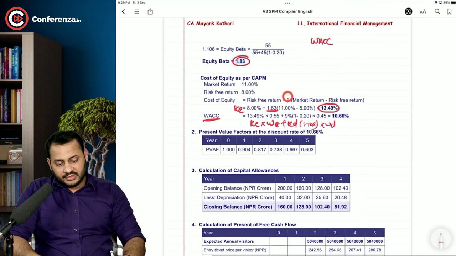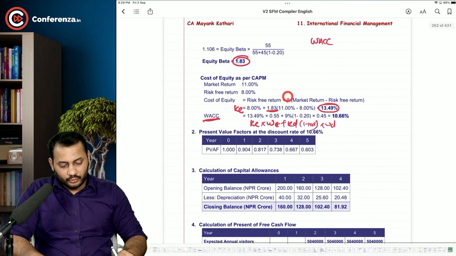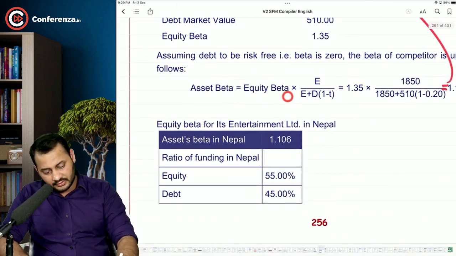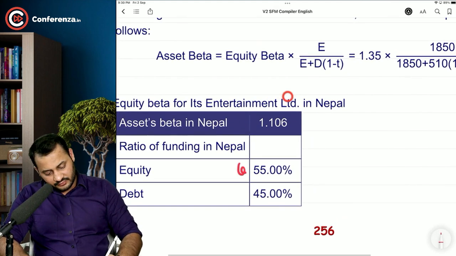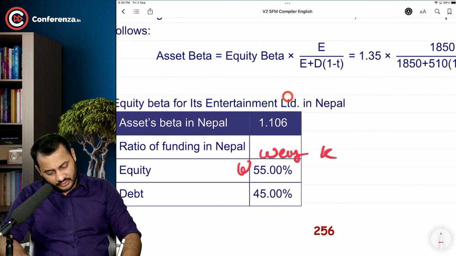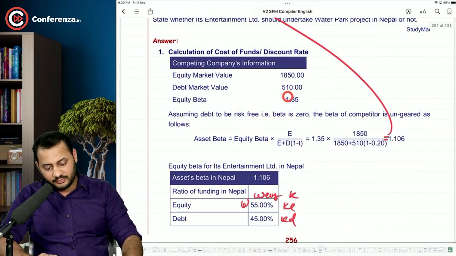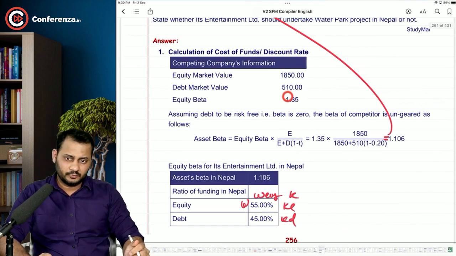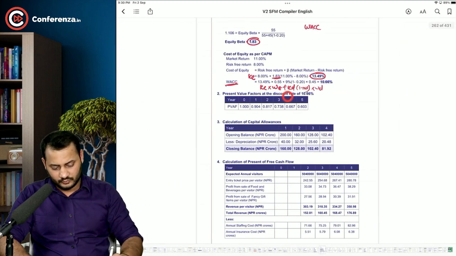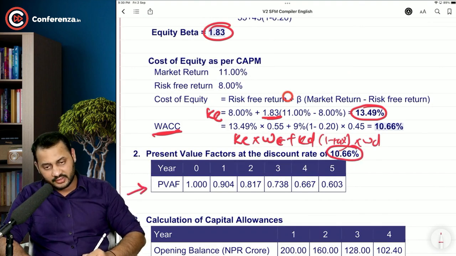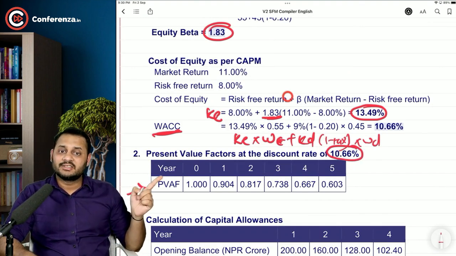It's clearly mentioned in the question that our capital includes equity and debt both. So what exactly we have to use for the discounting rate? Cost of capital. This is the weight. This is the weight. You use the cost of equity, cost of debt, and then do the total. This will be your discounting rate, 10.66, I think. So 10.66 will become your discounting rate, and the present value factor at that rate is being calculated in the second working.